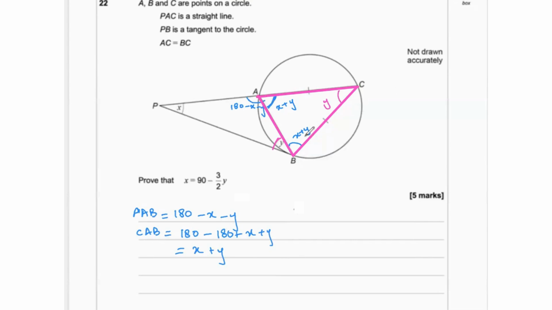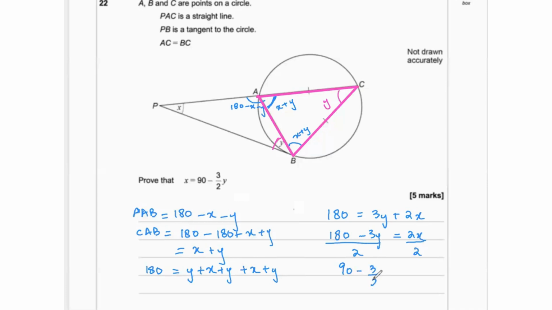So now if we add these three angles, which are part of a triangle, this would equal 180. So 180 equals y plus x plus y, again plus x plus y. So that's 180 equals 3y plus 2x. We have to make x the subject. So 180 minus 3y equals 2x. And then divide both sides by 2. So that's 90 minus 3 over 2 y equals x, as shown in the question.